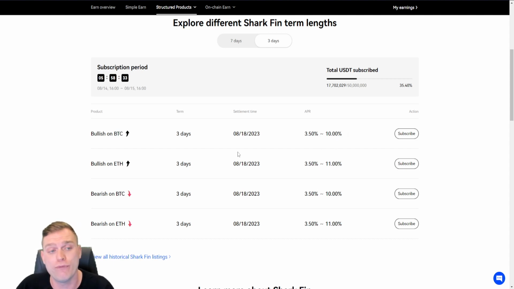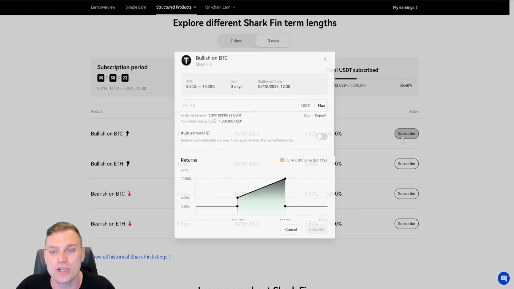Let's take an example for being bullish on Bitcoin for a 3-day term, and we can see it's still open for another 5 hours and 58 minutes. Excuse my watch. We are going to hit bullish on Bitcoin.